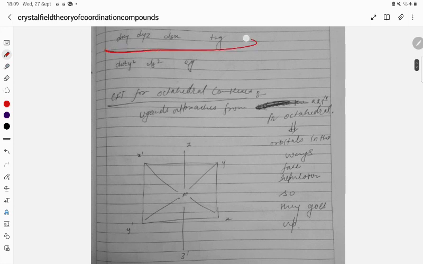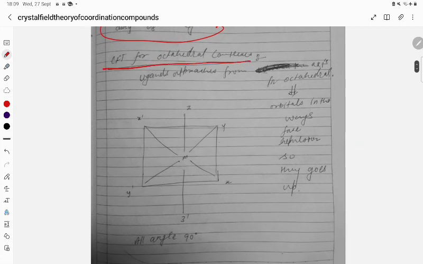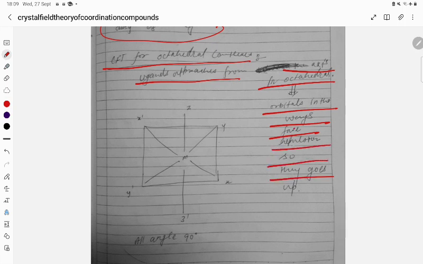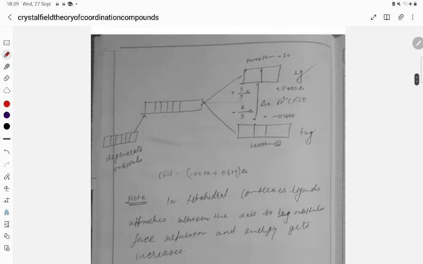So the T2g set is dxy, dyz, dzx, and dx square minus y square and dz square are the Eg set. In an octahedral crystal field, the ligands are approaching from the axes, student. So whatever orbitals are in the way face repulsion, face to face repulsion, so they go up. Which orbitals are along the axes? That is dx square minus y square, which has high energy.